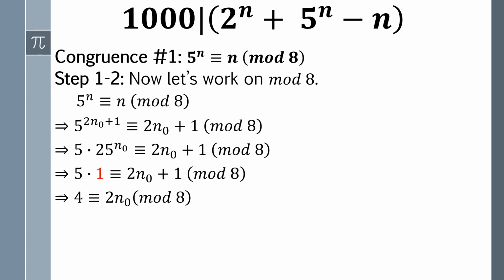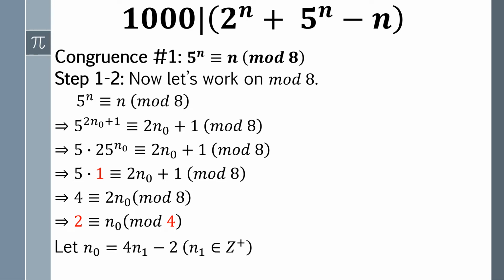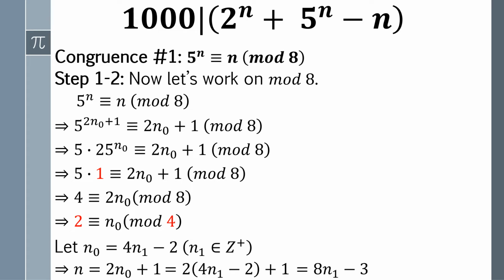In this relationship, both sides will be divided by 2, and the modulus 8 will be divided by 2 too. And the relationship becomes 2 is congruent with n0 modulo 4, which means n0 can be written as 4 times n1 minus 2. Then that leads to n equals 8 times n1 minus 3. From here, we have already solved the first congruence relationship.